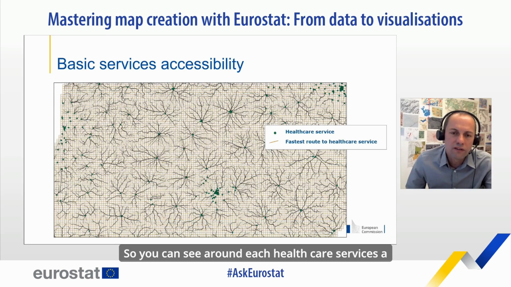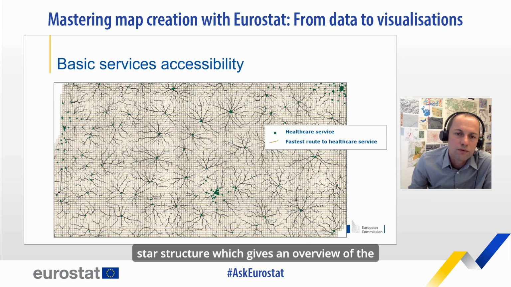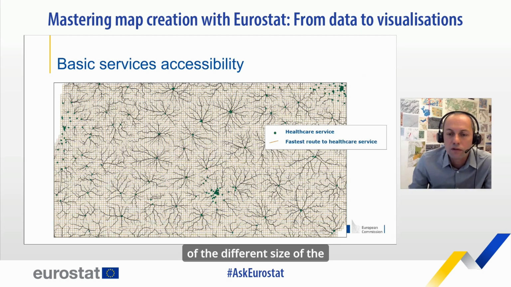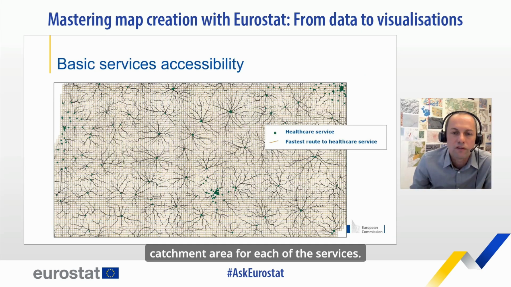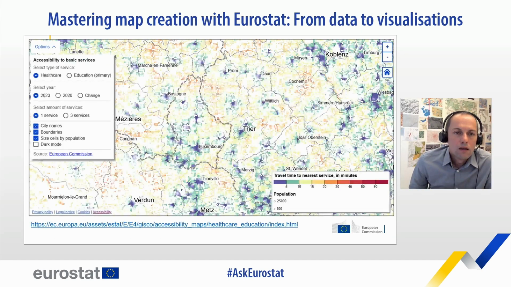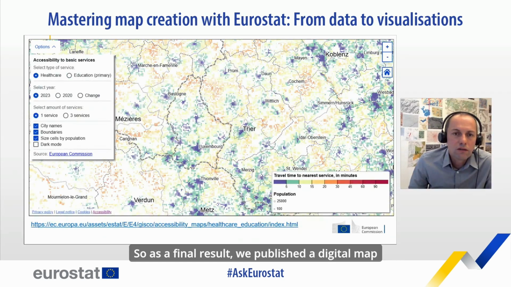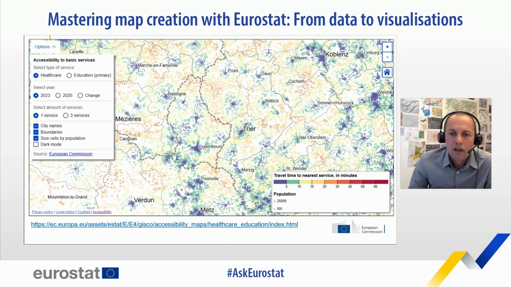So you can see around each healthcare service a star structure, which gives an overview of the catchment area of each of the services. In such a way, you can also see how the algorithm computes this shortest path. And also it gives an overview of the different size of the catchment area for each of the services. So as a final result, we published a digital map, of which I can show only a quick screenshot on Luxembourg around the Eurostat premises.